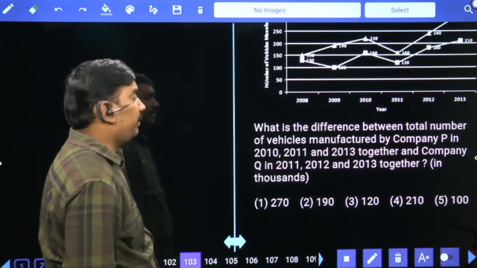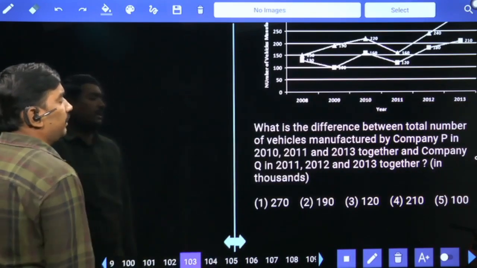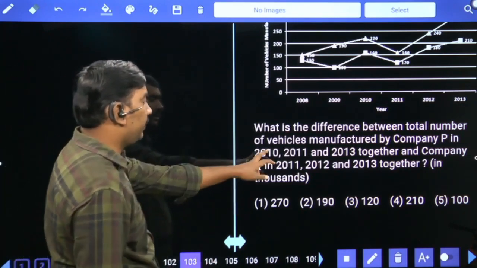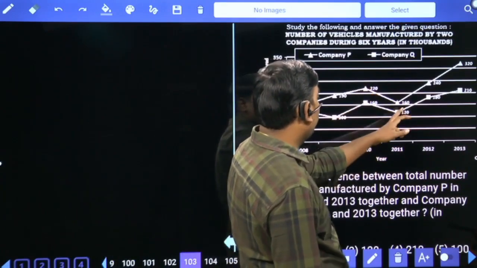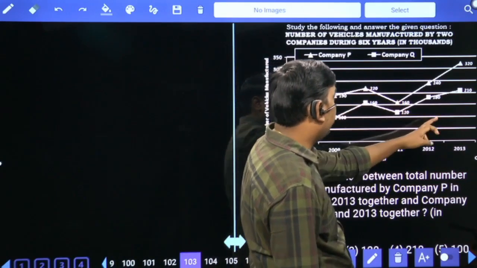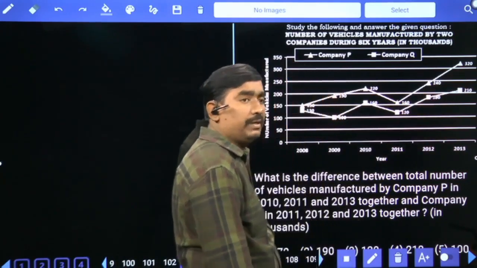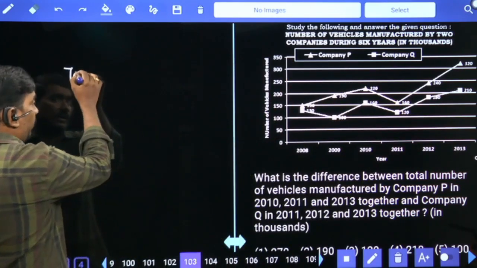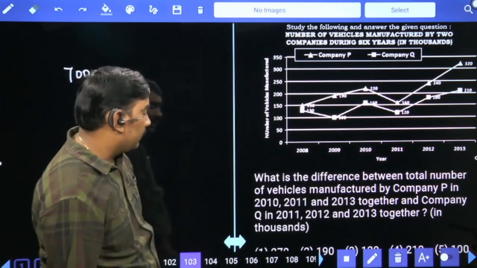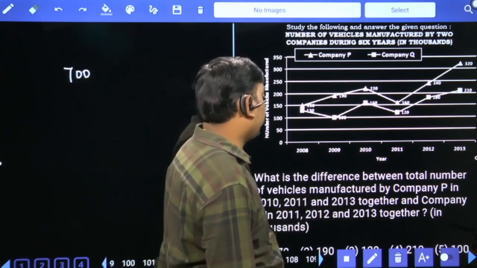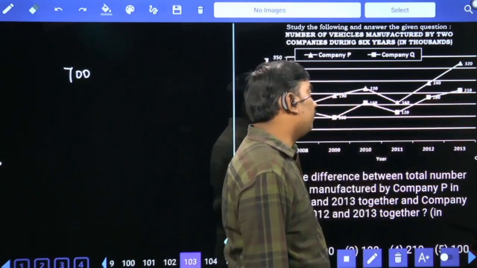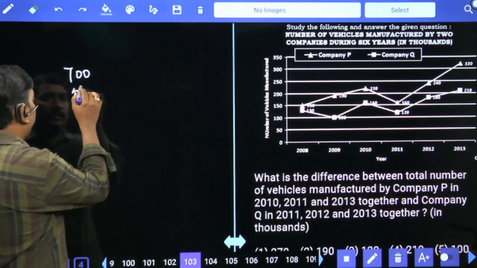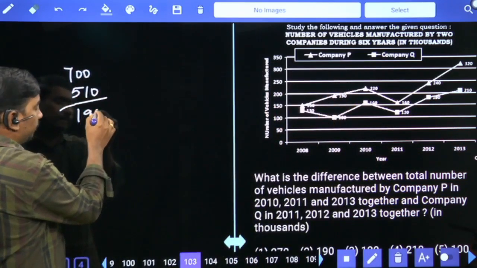What is the difference between total number of vehicles manufactured by Company P in 10, 11, 13? Company P in 10, 220, 11, 160, 380 plus 13, 320. 380 plus 320 means 700. And Company Q in 11, 12, 13: 120, 180, 300, 210, 510. Difference is 190.